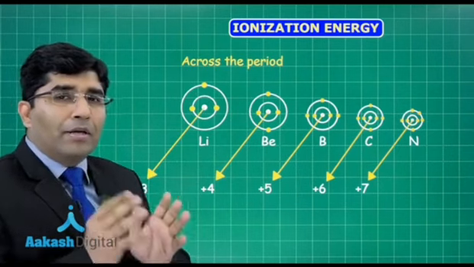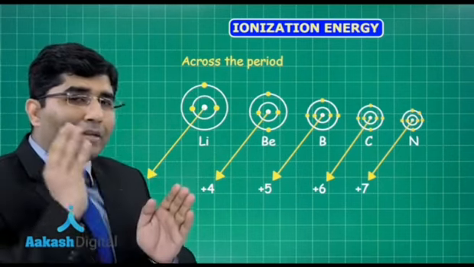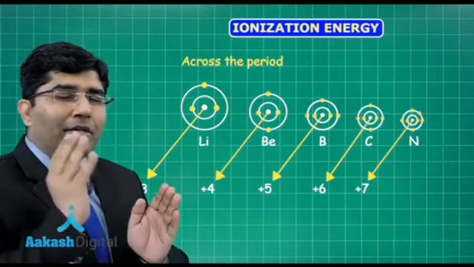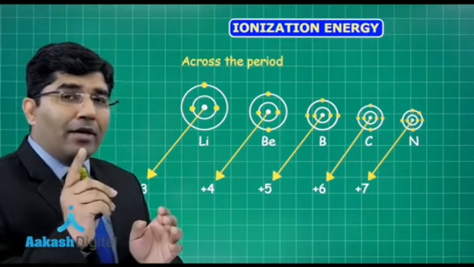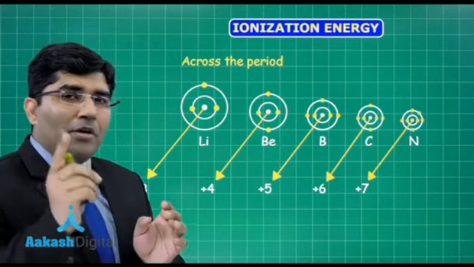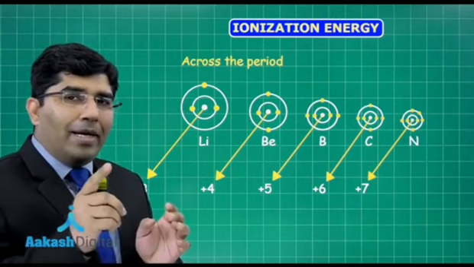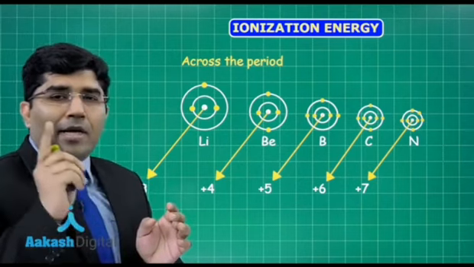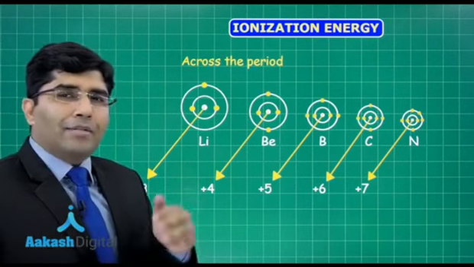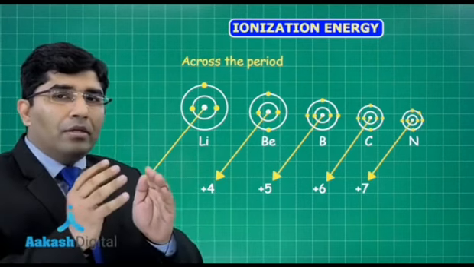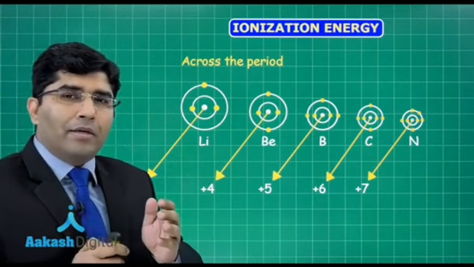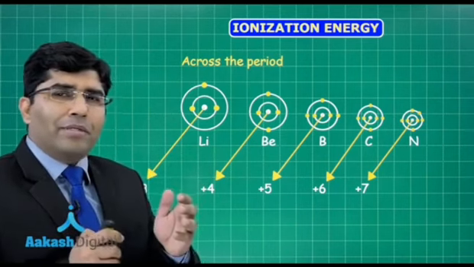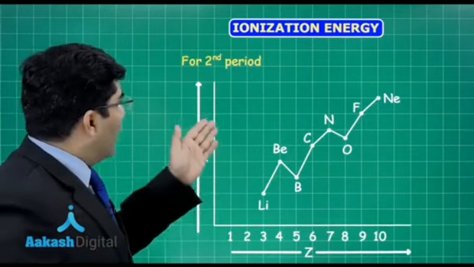But nuclear charge is not the only factor governing the ionization energy. There are some more factors. Here, the factor which will dominate will be electronic configuration. Let's see how. The nuclear charge is not the only factor. There are some more factors. Let us find out what happens in the case of period number 2.